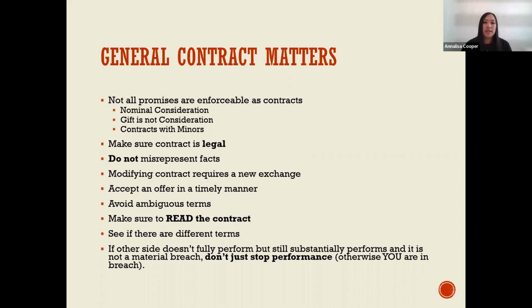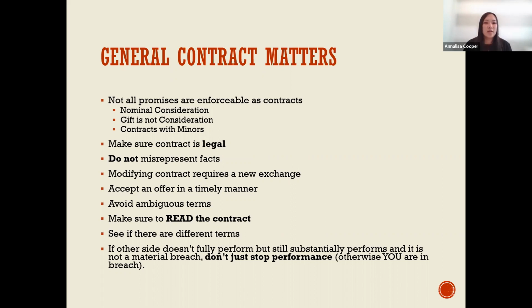When you are dealing with the other side, when you're going to make a contract, don't misrepresent the facts, because it creates all sorts of implications. It might not make the contract enforceable, and it just creates all sorts of problems. So be truthful. In terms of modifying contracts, amending them, you should also have any amendments in writing and in a signed writing.